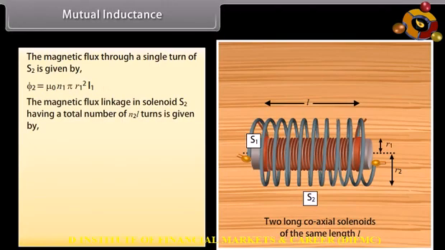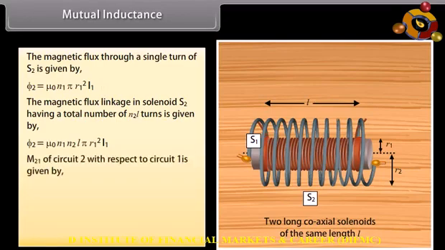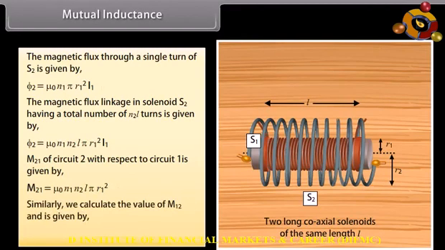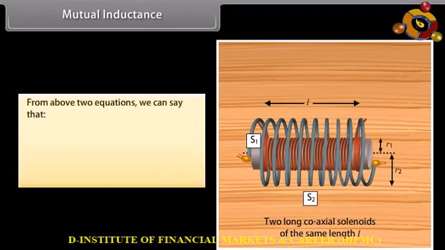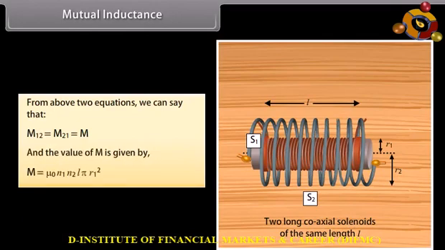The magnetic flux linkages in solenoid S2, having a total number of N2L turns, is given by mu naught N1 N2 L pi R1 square I1. M21 of circuit 2 with respect to circuit 1 is given by mu naught N1 N2 L pi R1 square. Similarly, we calculate the value of M12, which is given by mu naught N1 N2 L pi R1 square. From the above two equations, we can say that M12 is equal to M21, which equals M. And the value of M is given by mu naught N1 N2 L pi R1 square.